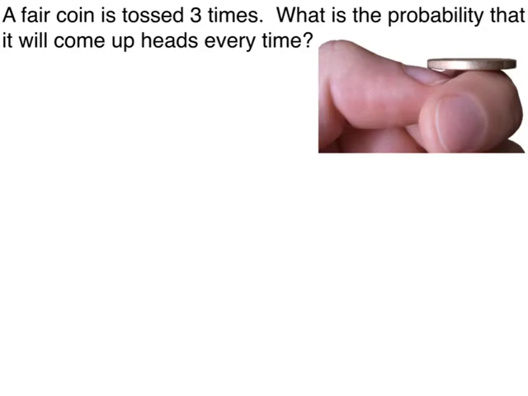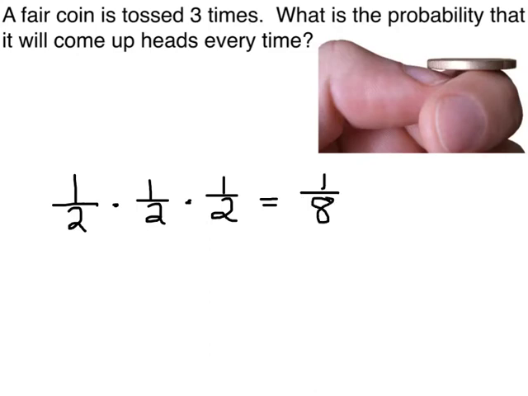A fair coin is tossed 3 times. What is the probability that it will come up heads every time? Well, the first time it's tossed, you have a 1 in 2 chance of getting heads. The second time, you also have a 1 in 2 chance. And the third time, you again have a 1 in 2 chance of getting heads. So we multiply those 3 probabilities and we get a 1 in 8 chance, or probability, that it will come up heads every single time for 3 times.